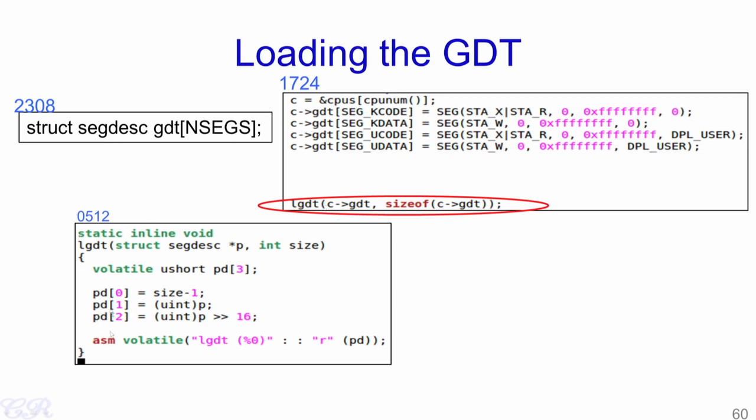lgdt is a function present in line number 512, and essentially it takes 2 parameters. It takes a pointer to the segment descriptor, which essentially is a pointer to this GDT table, and the size of the GDT table, which we have passed over here as sizeof c->gdt, that is the size of this GDT table. And essentially it is just going to invoke this particular instruction called lgdt, which fills the GDT pointer in the MMU with the address of the GDT.